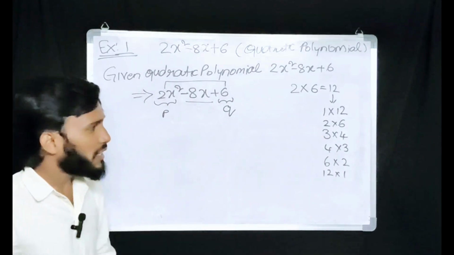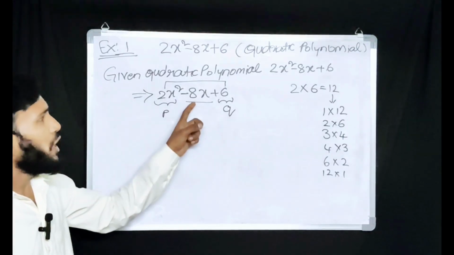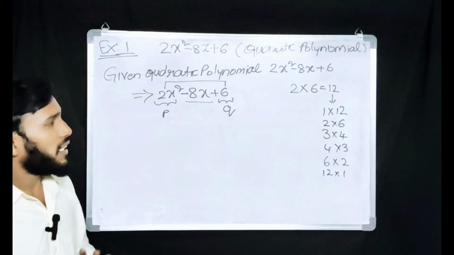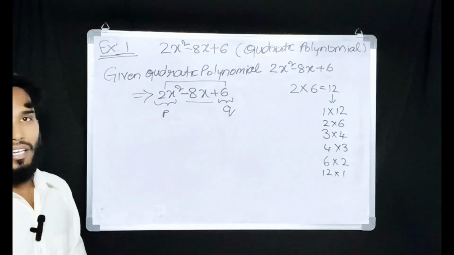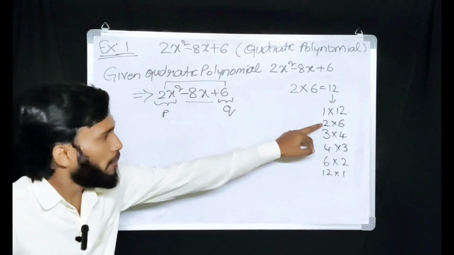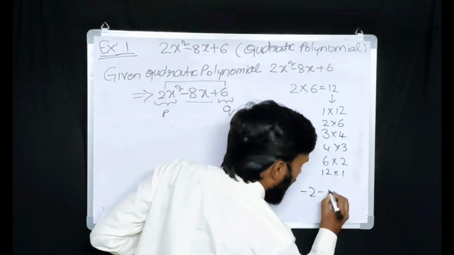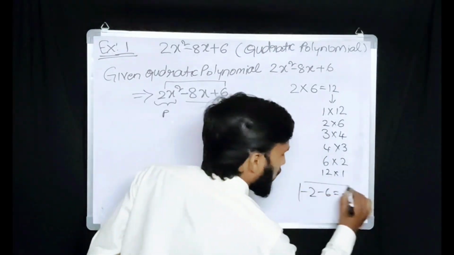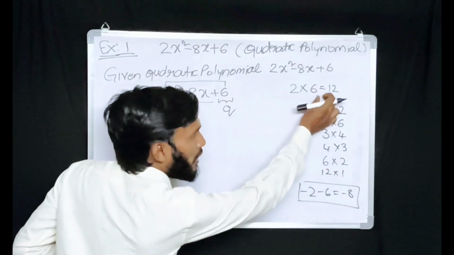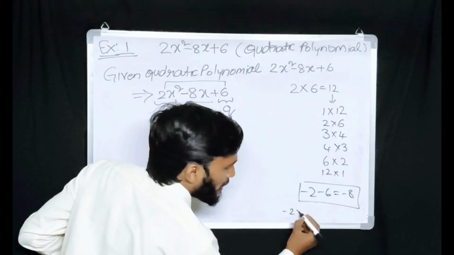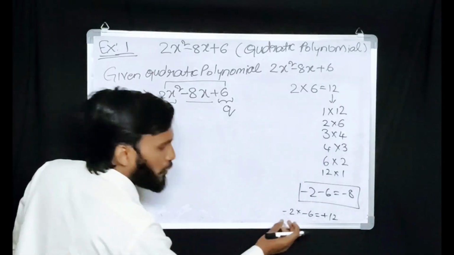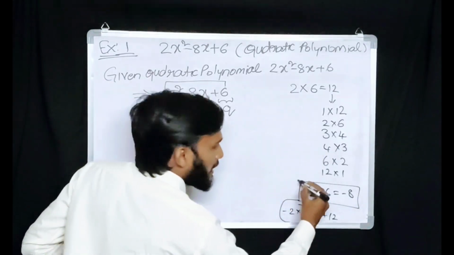Now among these factors, which two factors add up to minus 8? 1 plus 12 gives 13. No. Here 2 plus 6 is 8, but here we have minus 8. So by taking minus 2 and minus 6, are we able to get minus 8? Yes. Minus 2 into minus 6 is plus 12, and if you add, you will get minus 8. So this is the correct one.